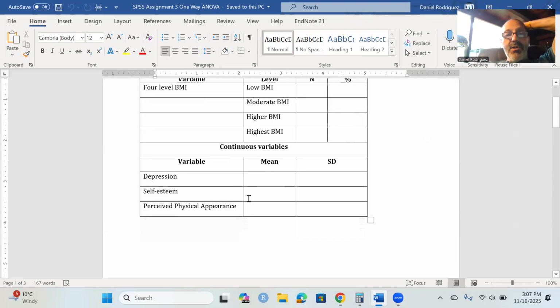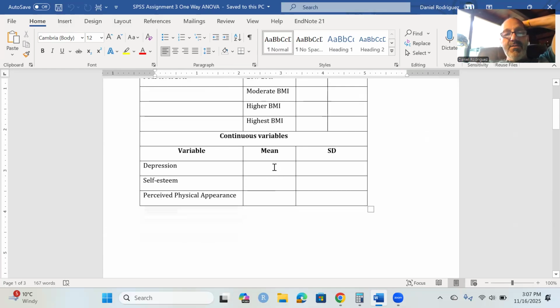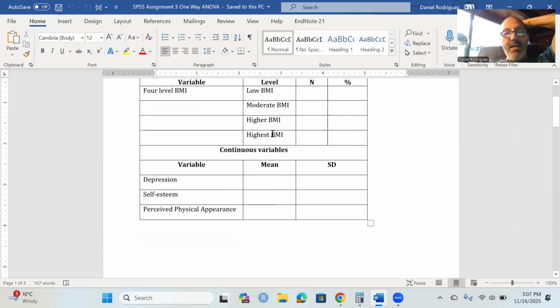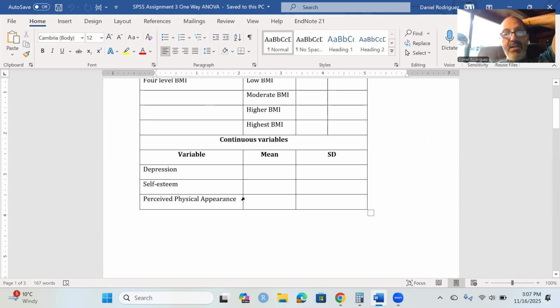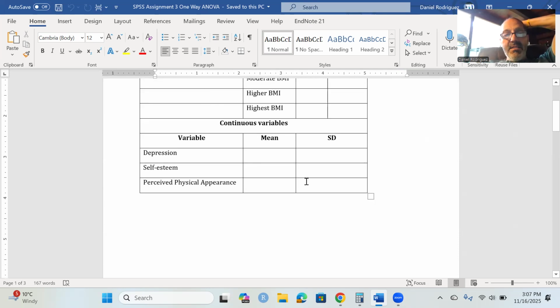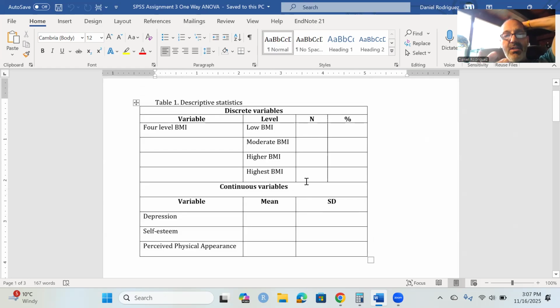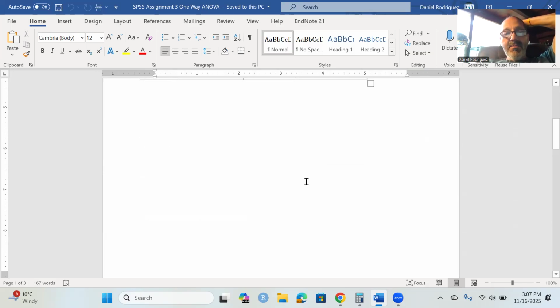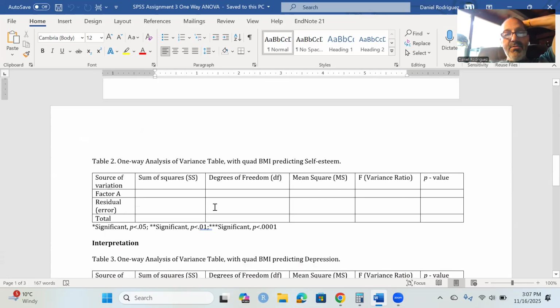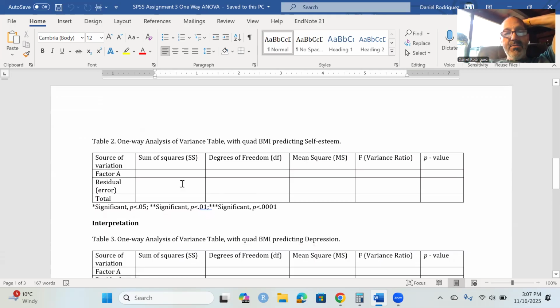And then for depression, I don't ask you to give me the means by the different levels. I just want the actual means. So you can use proc univariate here and just get the means and the standard deviations. In general, when we do analyses, we always start by providing descriptive statistics. And the next step will be to complete these tables. So you just want to plug the numbers into these tables.